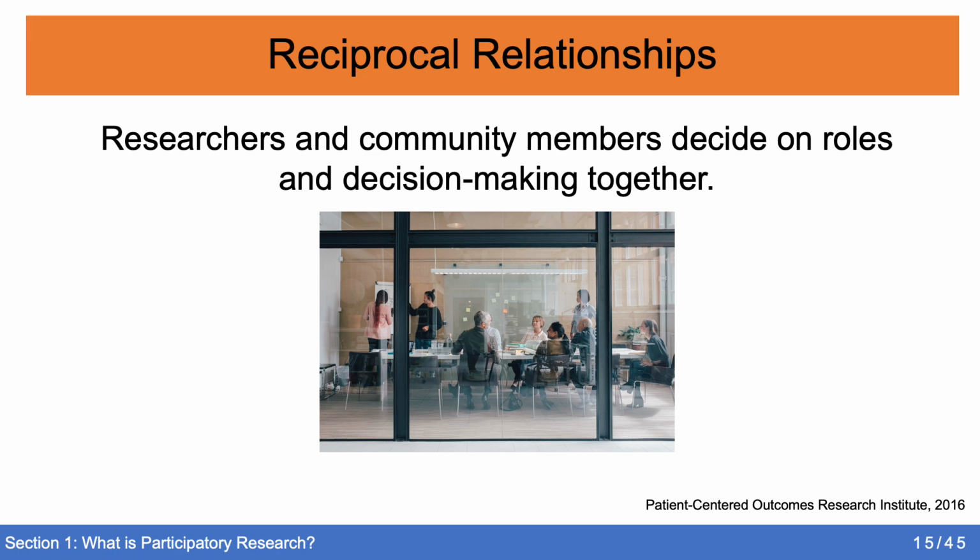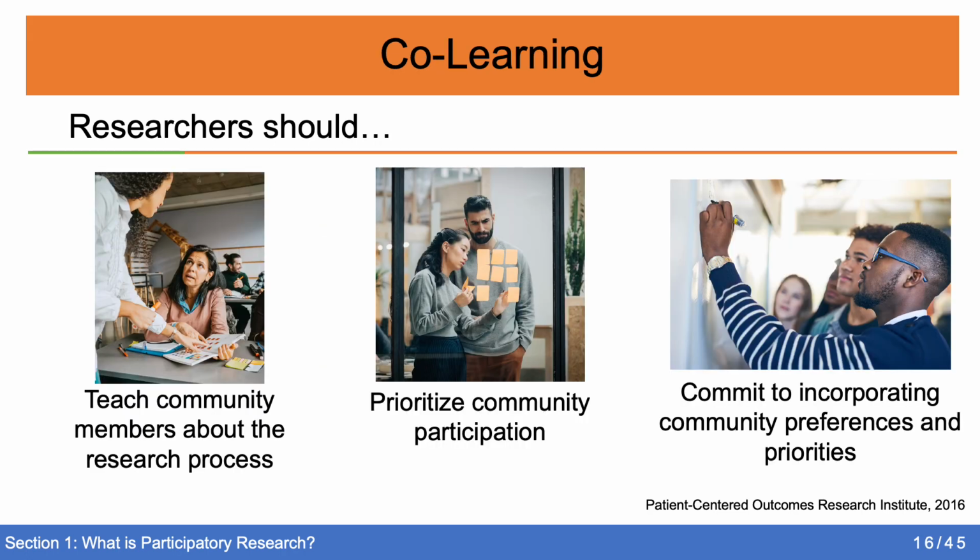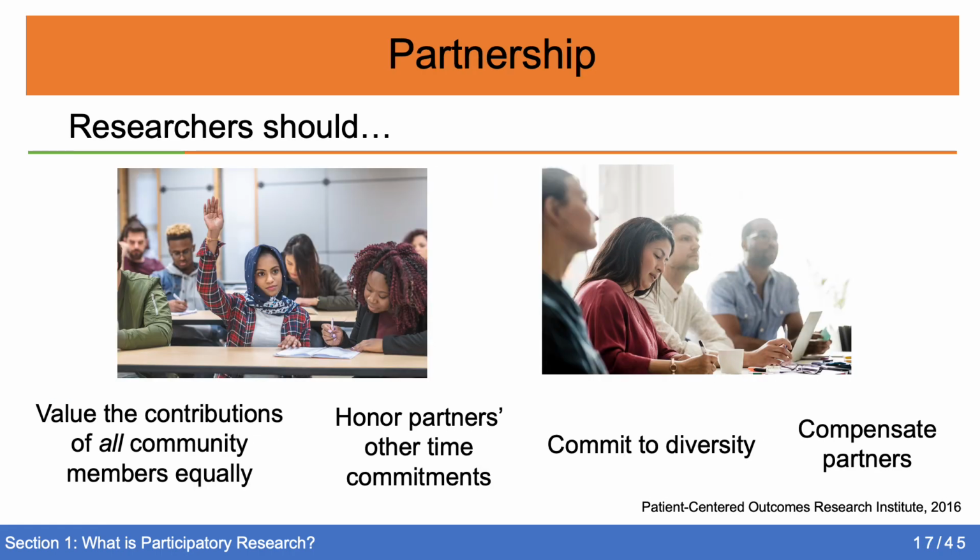First is reciprocal relationships, where researchers and community members decide on roles and decision-making authority together. Co-learning means that researchers should teach community members about the research process, prioritize community participation during the research process, and commit to incorporating community preferences and priorities. Partnership means that research teams value the contributions of all community members equally, honor their partners' other time commitments, and commit to diversity in their partnerships. They should also compensate partners for their efforts whenever possible.